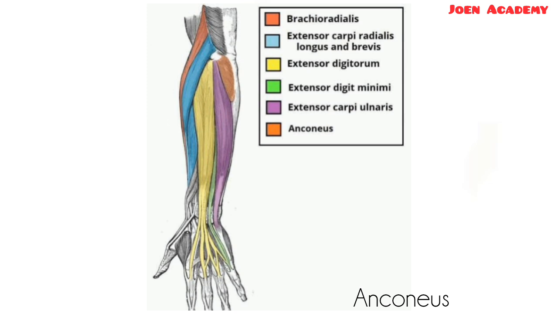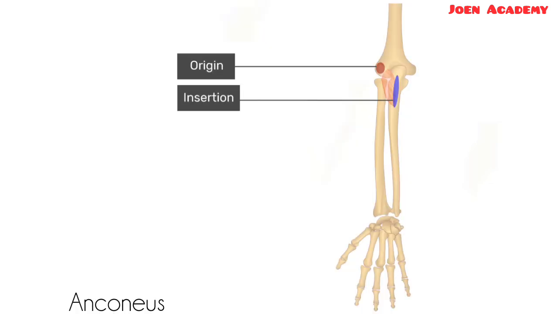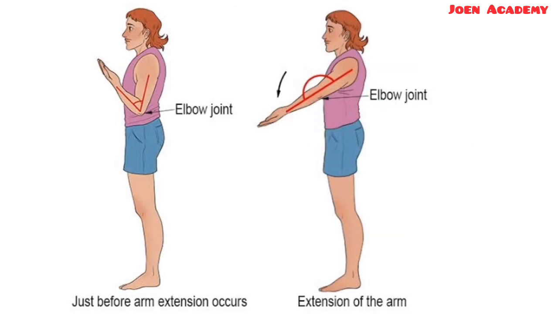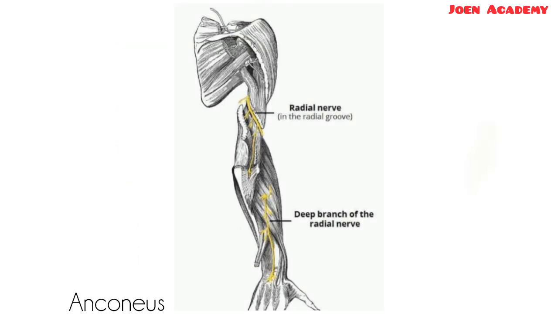It is blended with the fibers of the triceps brachii, and the 2 muscles can be difficult to differentiate. It originates from the lateral epicondyle and attaches to the posterior and lateral parts of the olecranon. The actions consist of the extension and stabilizing of the elbow joint. It also abducts the ulna during pronation of the forearm. This muscle is also innervated by the radial nerve.